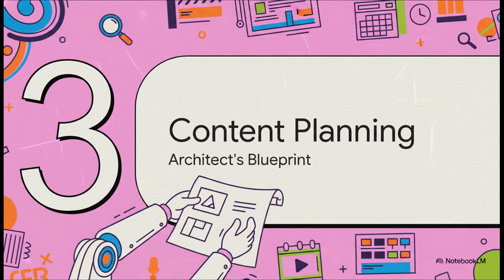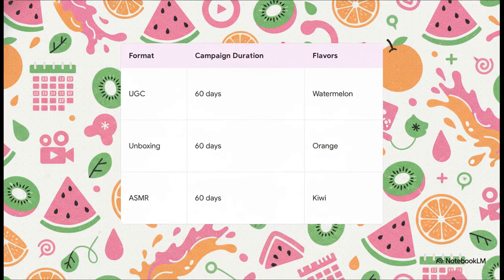Section 3. Stage 2. Content planning, also known as the architect's blueprint. So if stage 1 was our detective, stage 2 is absolutely the architect. This is the moment the AI becomes a true human-level producer. It pre-fills all the campaign details beautifully. It automatically derives a 60-day date range for us. It takes our 3 Higgs juice flavors, watermelon, orange, and kiwi, and intelligently maps out a massive production calendar across 5 different video formats. We're talking everything from user-generated content, or UGC, to unboxings and even ASMR experiences. You don't have to touch a single spreadsheet cell.